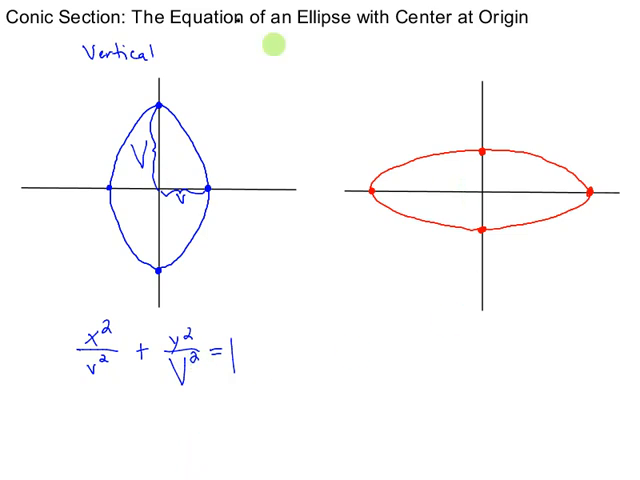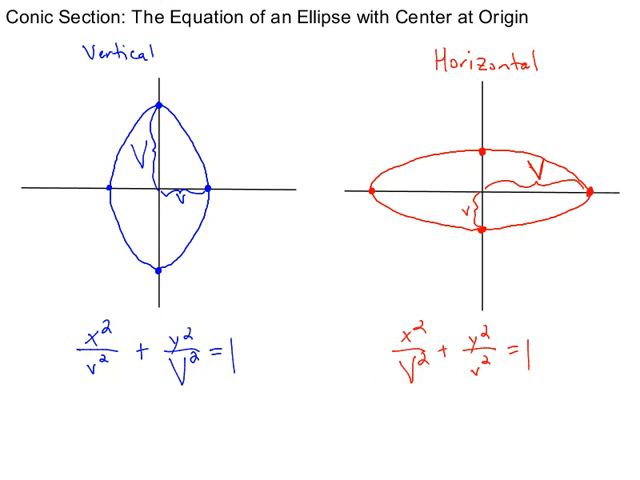And you could probably guess over here that this distance is lowercase v, this distance is big V, right? I'm trying to emphasize big V and little v. So the equation of this horizontal ellipse is similar. It's x squared over big V squared, because big V is horizontal and x is horizontal, plus y squared over little v squared, because v is vertical, equals 1. And that's the equation of an ellipse.